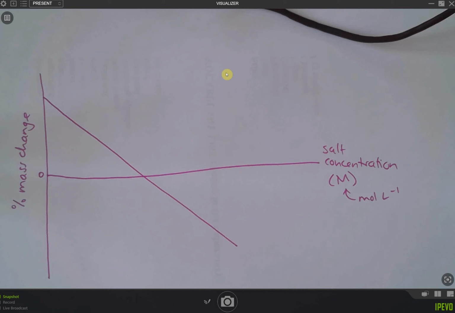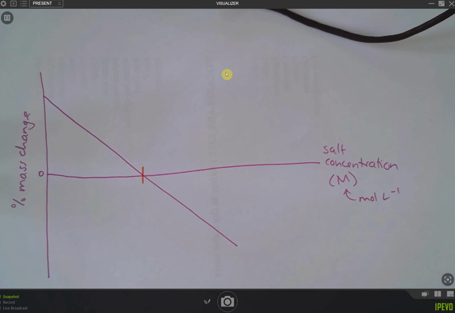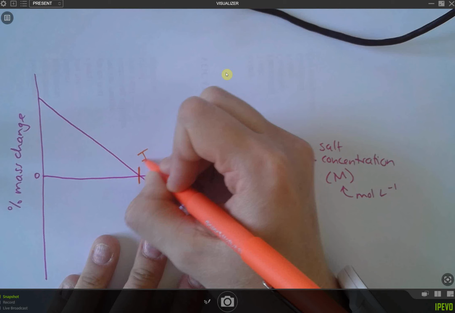So I want you guys to be mindful that this here is the isotonic point. And I need you guys to identify it.